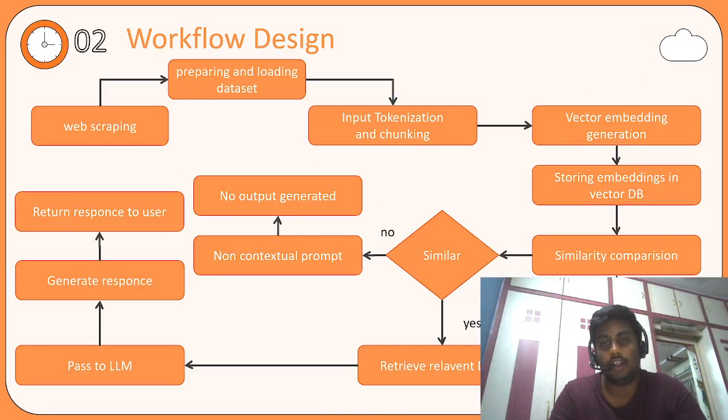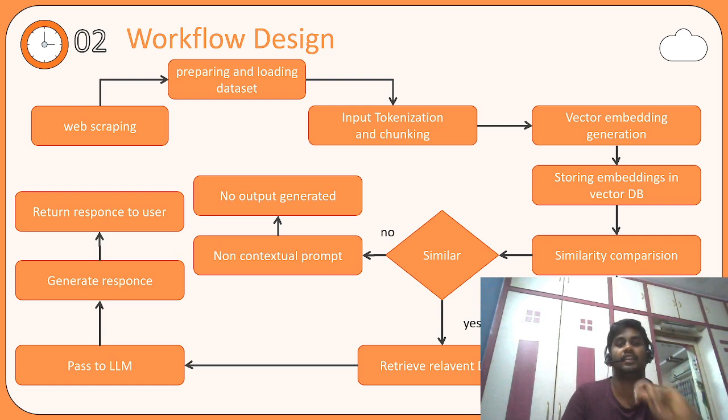First, we need to have data in order to perform the RAG implementation for the project. So we have used web scraping to get the data from websites like Parivahan or the Telangana Transport Services website. We prepare and load the dataset, tokenize the data, and perform chunking on it. We perform vector embedding generation and store these vectors in the vector database.